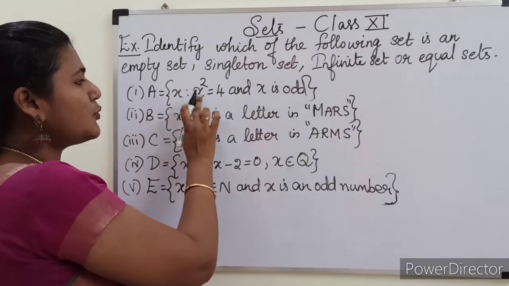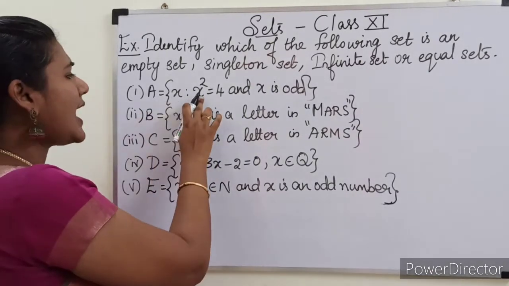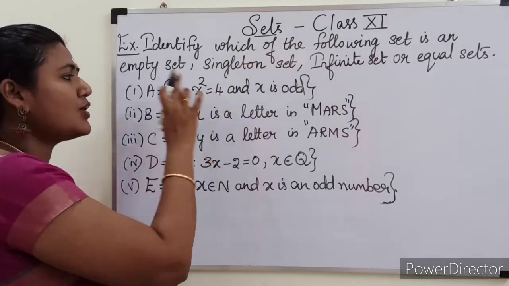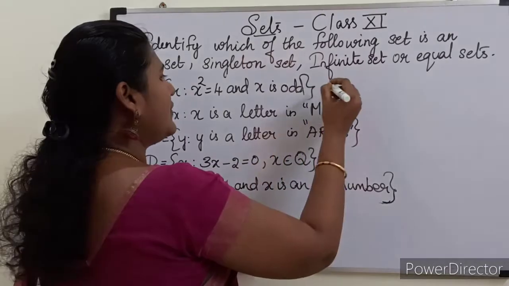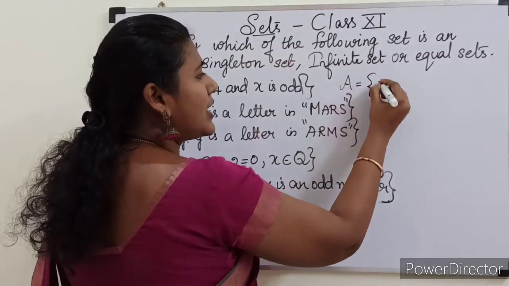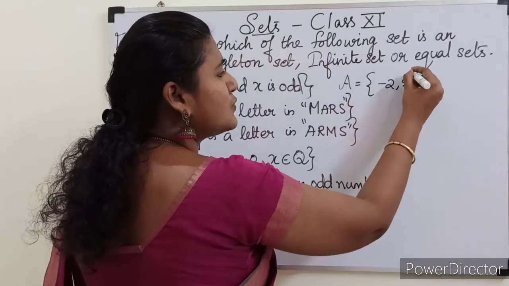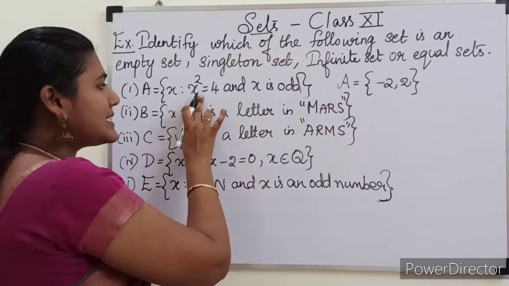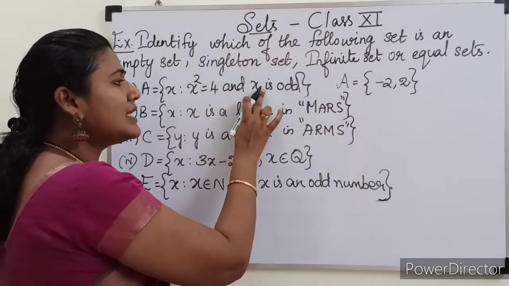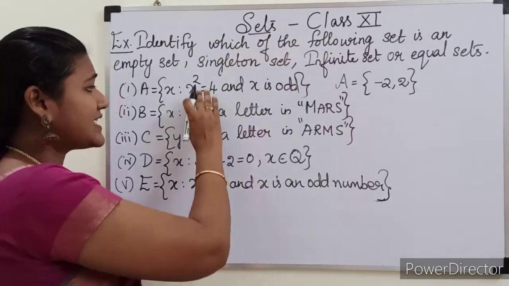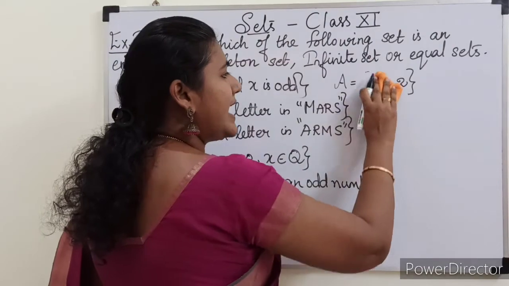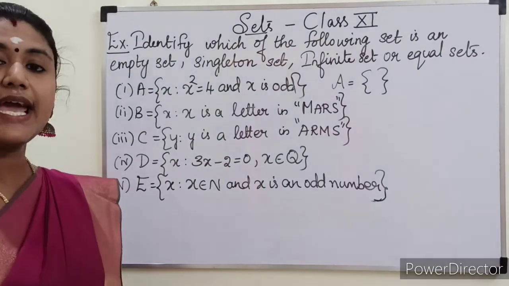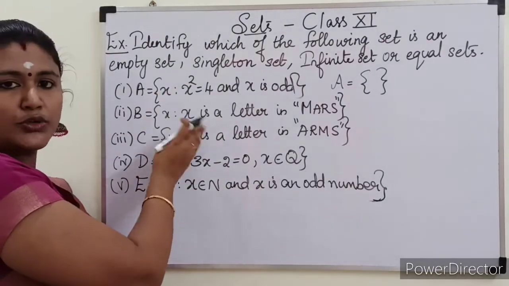First one: set of all x such that x square equal to 4 and x is odd. You know that x square equal to 4, then the values of x are minus 2 and plus 2, and here x is not an odd number. We cannot find a number satisfying both conditions. So set A is an empty set. Now we will move on to the next set.